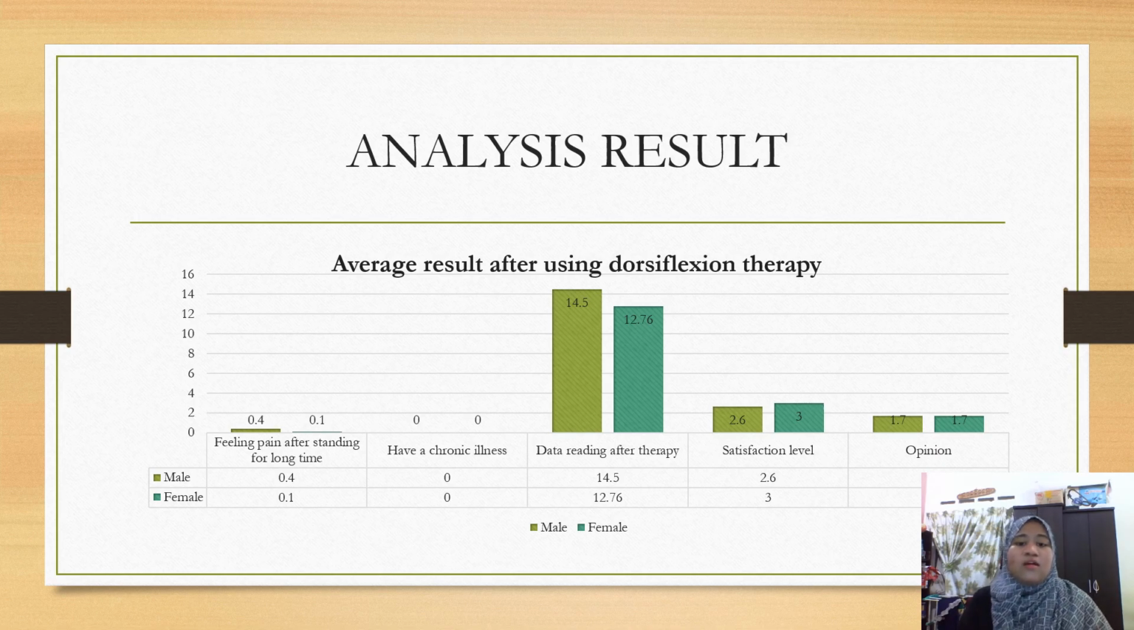Okay, and the third is the data reading after therapy. As we can see from the previous graph, the male was higher than the female, which is 14.5, higher than 12.76 for female. And next, the satisfaction level after using the therapy with the functional device. The females gave 3% and 2.6% satisfaction level for this product.